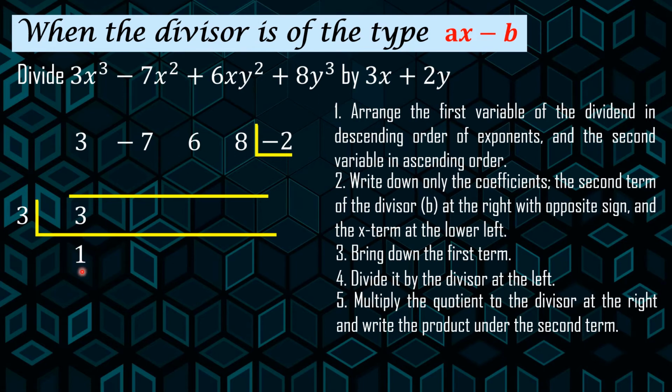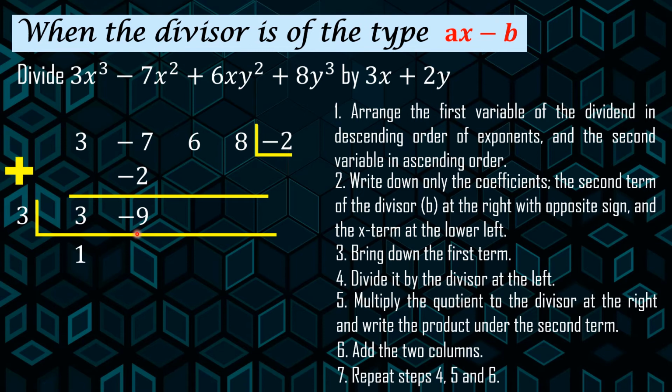So, let us multiply 1 times negative 2 is negative 2, and then isulat ang negative 2 sa baba ng second term, which is negative 7. And then, sixth step is to add the two columns. So, negative 7 plus negative 2 is negative 9. Seventh step is to repeat steps 4, 5, and 6. So, i-repeat lang natin, divide.